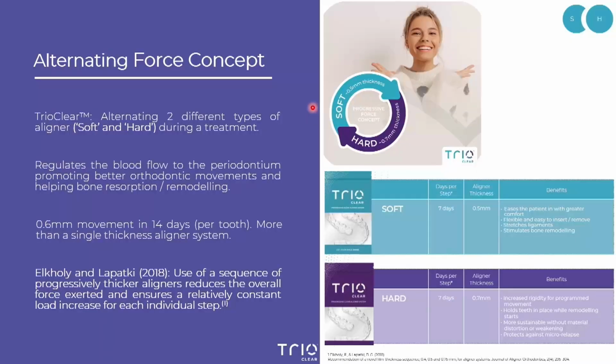We believe in the alternating force concept within the TrioClear system. What this means in effect is that every other aligner is soft. And from a patient perspective, this makes them very comfortable and easy to get used to, easy to insert and remove. The hard aligner has got that increased rigidity for the programmed movements. In reality, hard and soft simply means thin and thick. So the softer aligners are 0.5 and then the thicker ones are 0.7 millimeters.